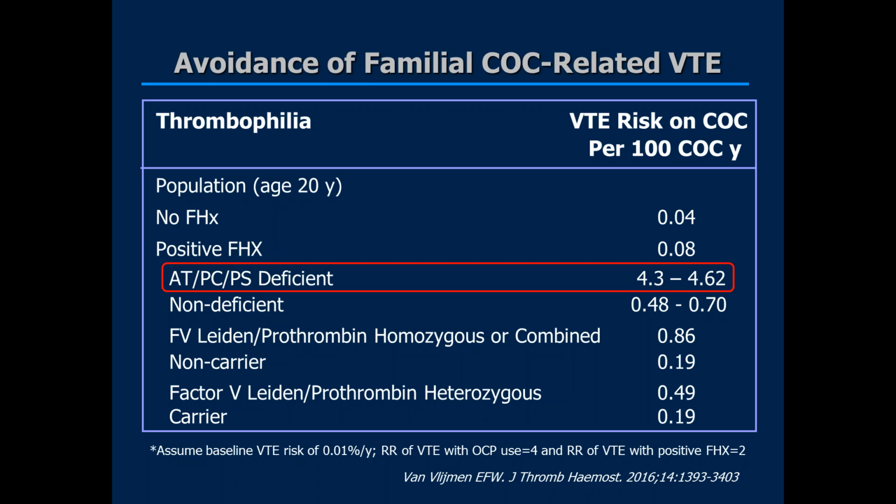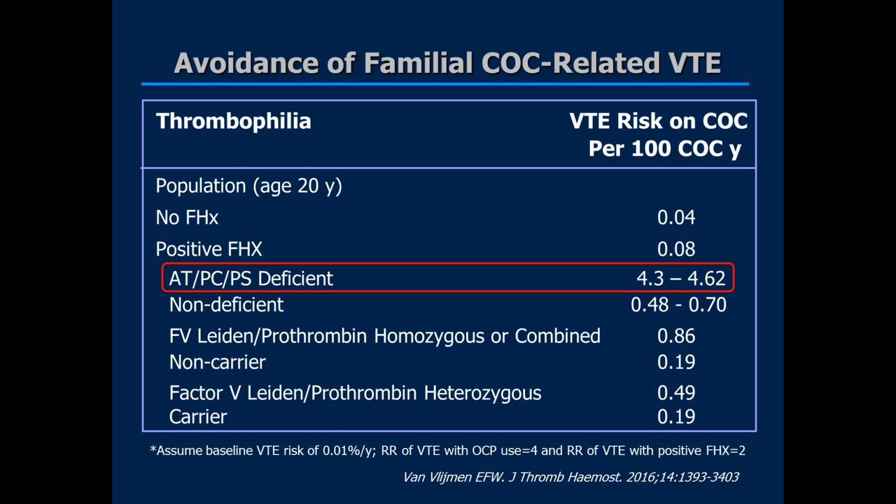But really what we're interested in when we're thinking about counseling patients, or when we're trying to make decisions, are absolute risks. That's what we really need to make informed decisions. So on this slide, I've summarized some of the absolute risks for women with and without a family history, and for women who do and do not carry a thrombophilia.